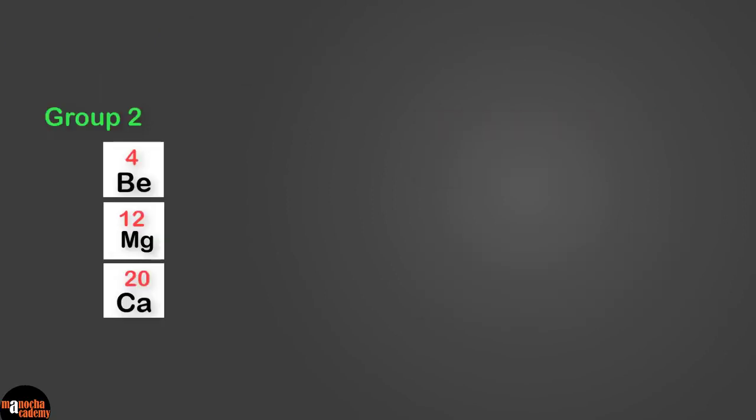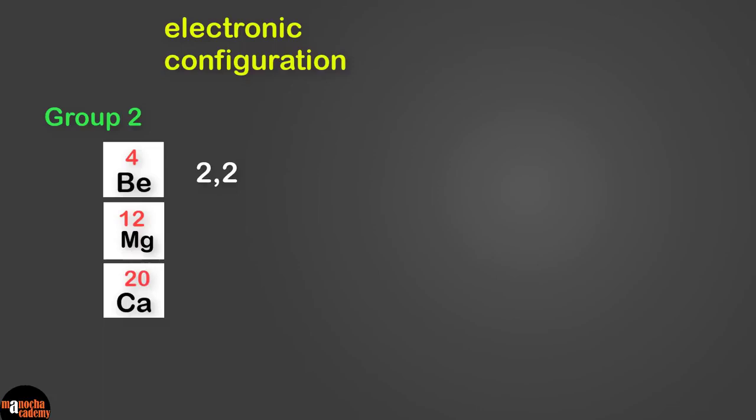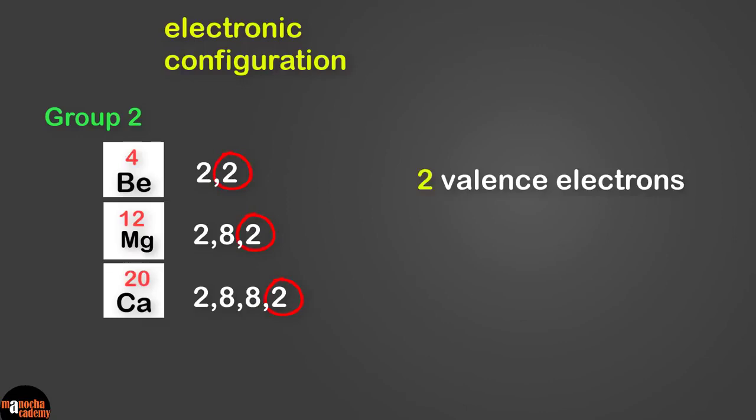Now let's look at group 2. Here we have beryllium, magnesium and calcium. Similarly, let's write down their electronic configurations. So beryllium with an atomic number 4 is going to be 2, 2. Magnesium, which has an atomic number of 12, the electron configuration is going to be 2, 8, 2. And calcium, which has 20 electrons, is going to be 2, 8, 8, 2. So once again you can see all these elements have the same number of valence electrons, which is 2 in this case. So they have the same valency, 2, and hence they show similar chemical properties.